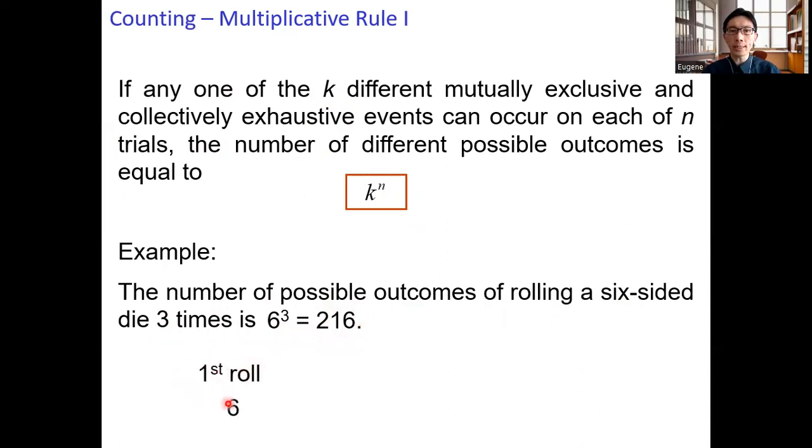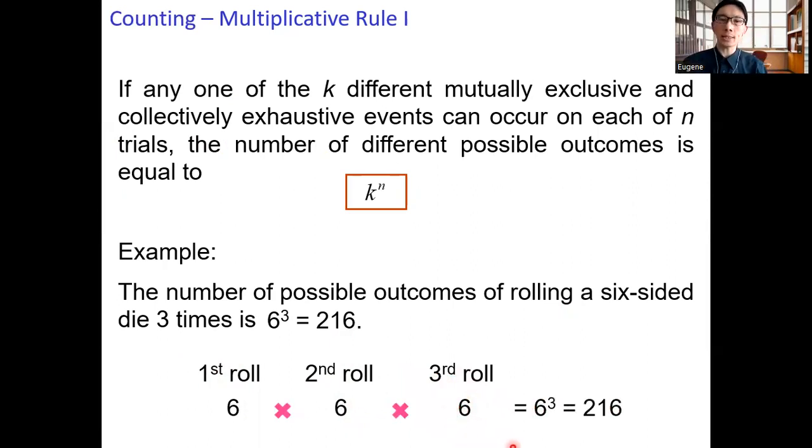For the first roll, we get 6 outcomes. The second roll, we can have 6 outcomes. And the third roll, we can also have 6 outcomes. So multiplying them together, we get 216, which is the number of possible outcomes of rolling a 6-sided die 3 times.